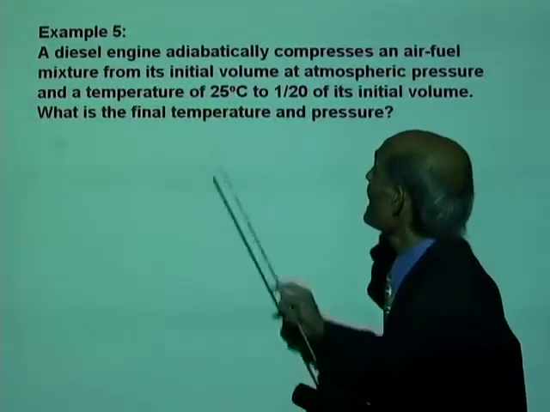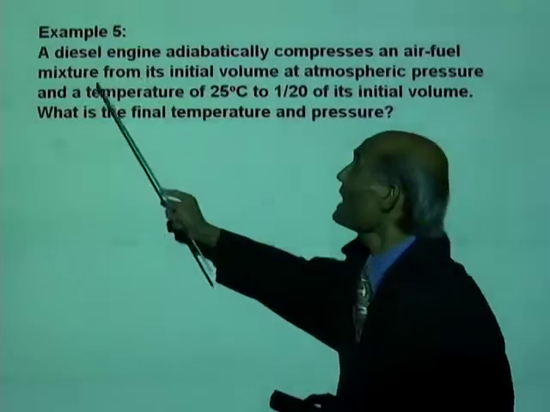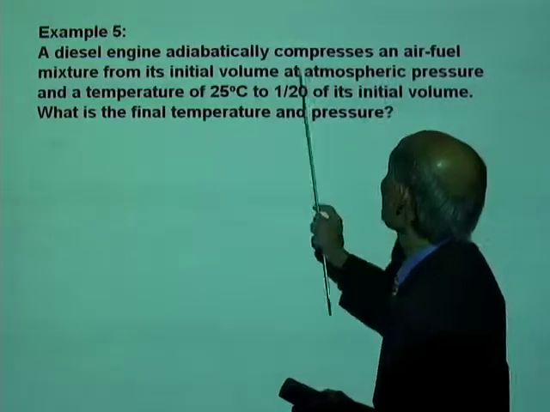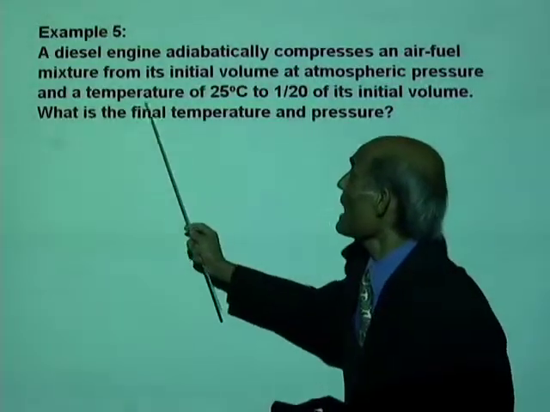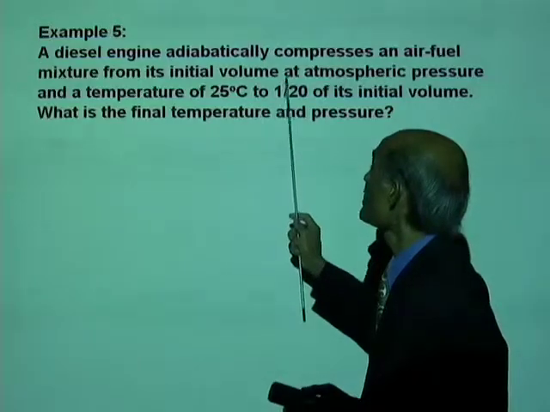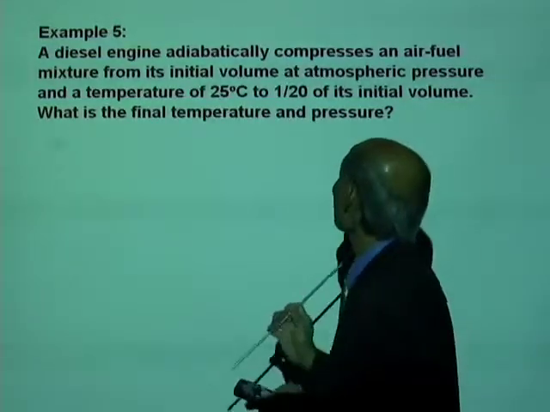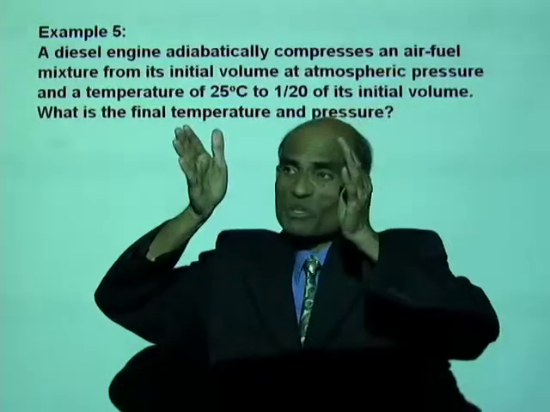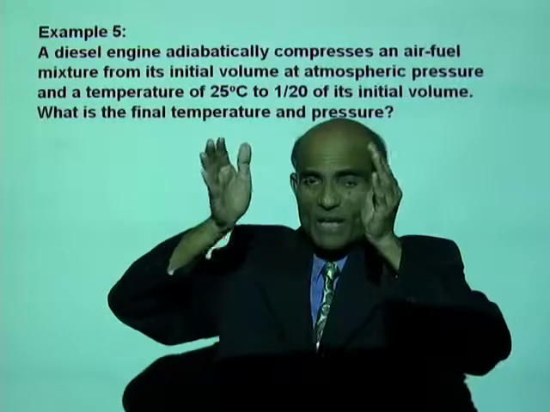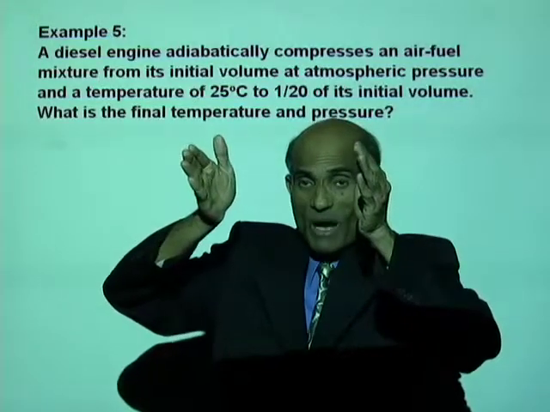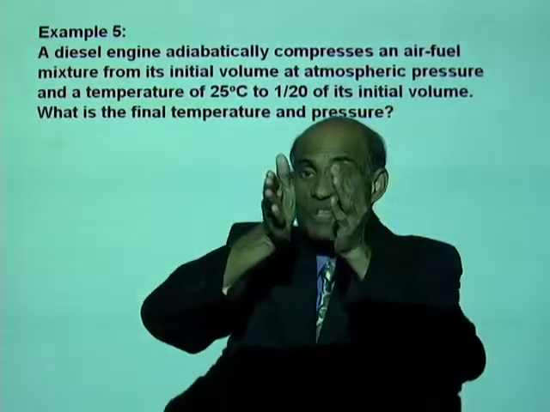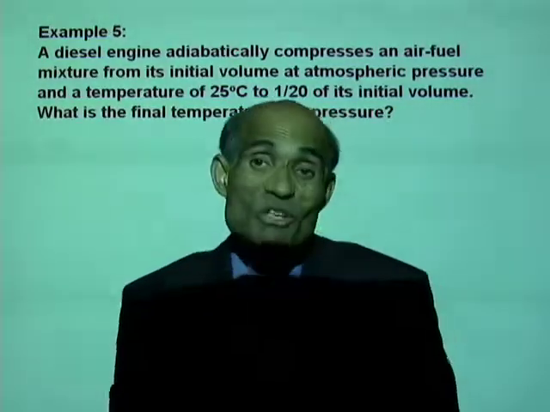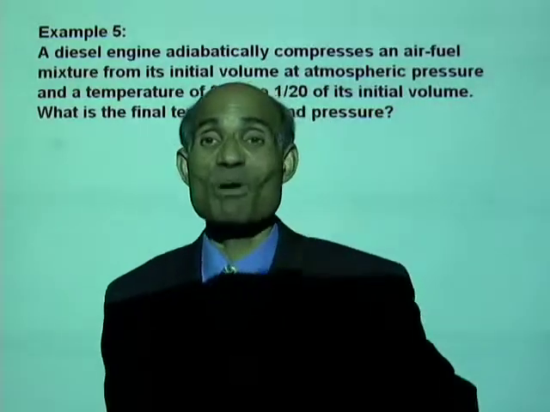A diesel engine adiabatically compresses an air-fuel mixture from its initial volume, at atmospheric pressure and a temperature of 25 degrees, to 1/20 of its initial volume. So inside the cylinder, the piston moves so that the initial volume V1 is compressed to 1/20th of its initial value. So tell me, what does that tell you in order to solve this problem?